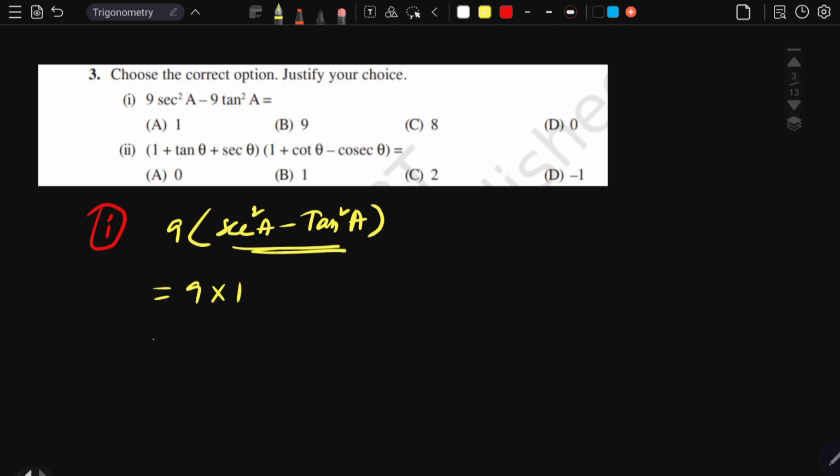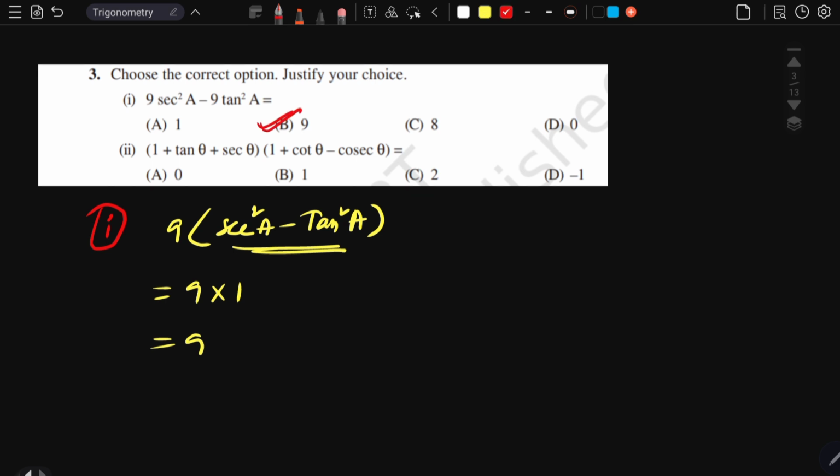Question number 3. Choose the correct option, justify your answer. Given Roman number 1 is 9 into secant square A minus 9 into tan square A. In both, 9 is common, so taking 9 as common, I get secant square A minus tan square A. It is an identity, so this value is 1. So 9 into 1 gives 9. So which option is correct? Option B is the right answer.